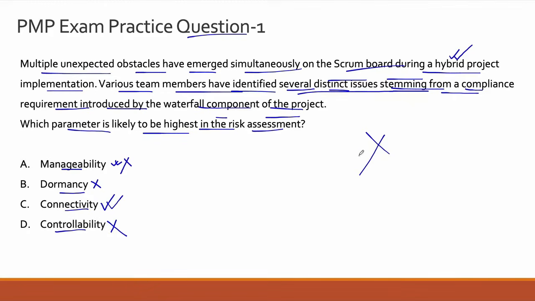Now you need to have that interconnection of those issues and try to assess and identify what kind of interconnections these issues would be having with the various verticals of your project. And that is why connectivity is the parameter which is likely to be the highest in the risk assessment for this scenario. So the correct answer to this question is option C.